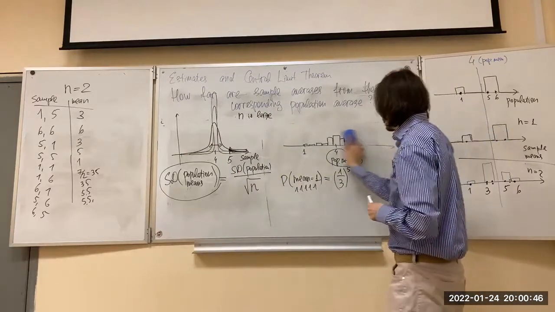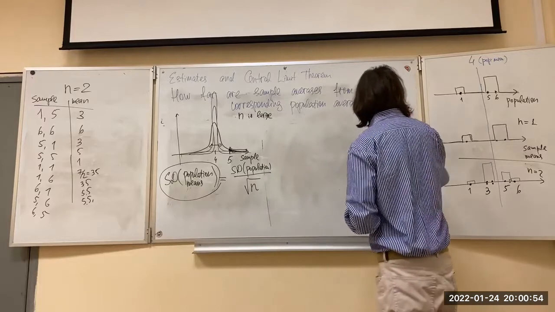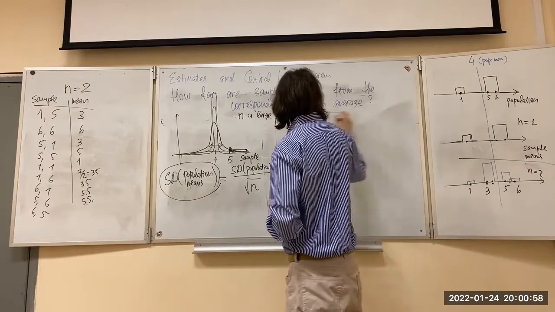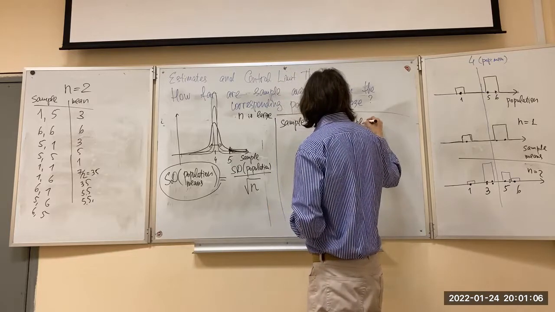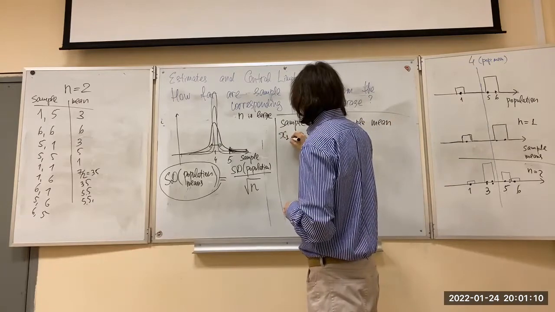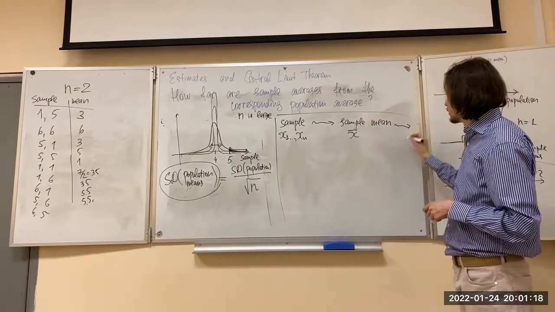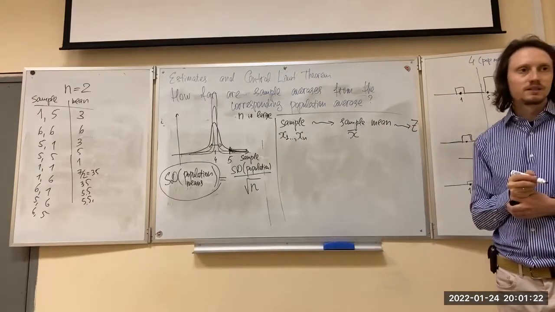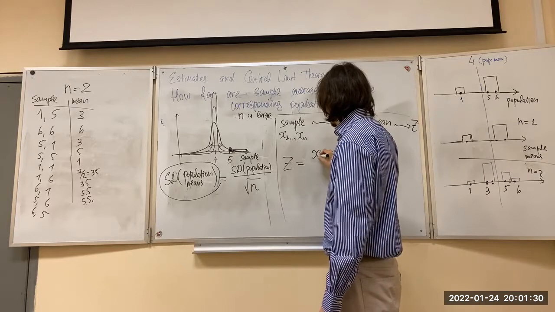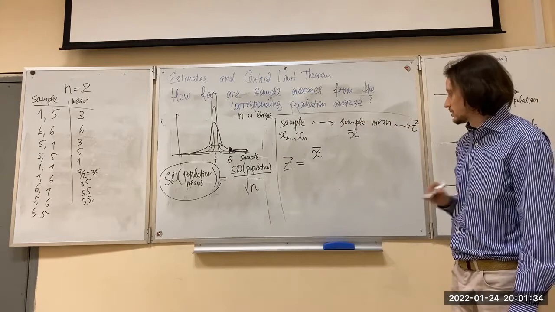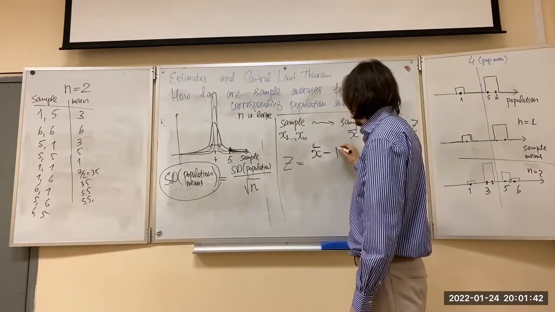And to do it, I introduce a new number. So we have a sample, x1 and so on, xn, and we have the sample mean. Sample mean is denoted by x bar. And then we will introduce a value that is called the z statistic. This z statistic is calculated in the following way. You have to get your x bar, and you have to subtract the population mean.